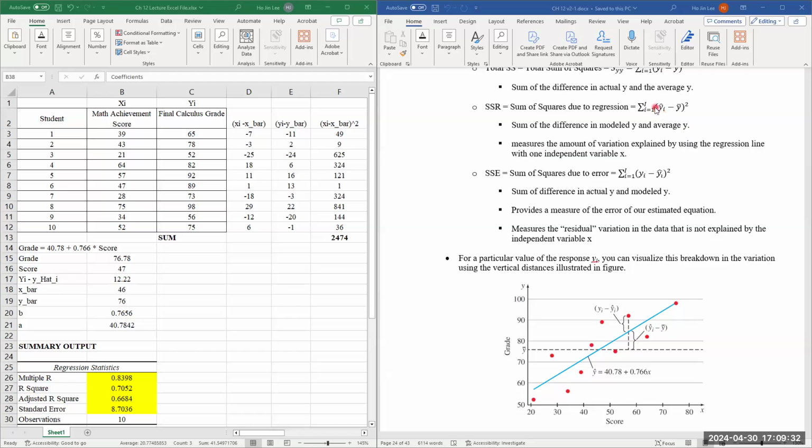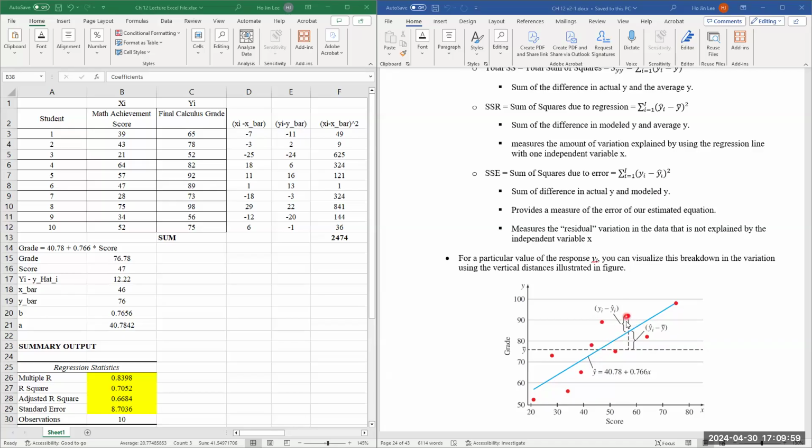Okay, yi hat minus yi hat minus y bar. No, I'm sorry, that's this right here. This is SSR right here, yi hat minus y bar. And this right here is yi minus yi hat. That is SSE. Okay?